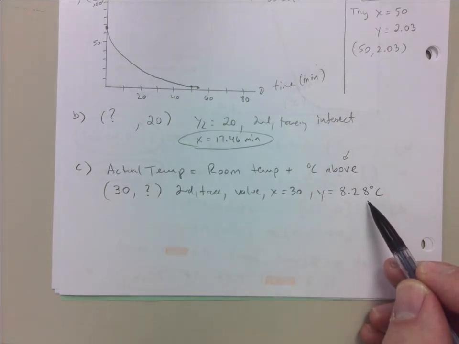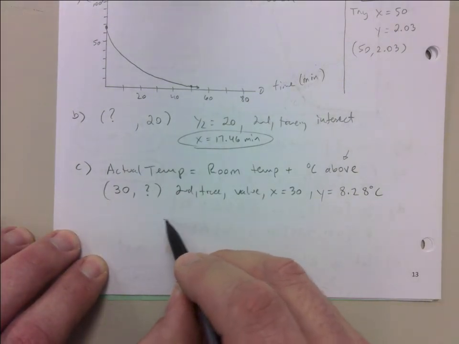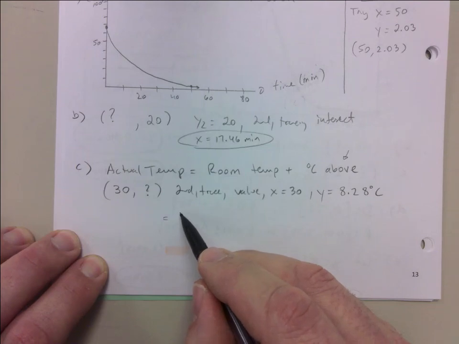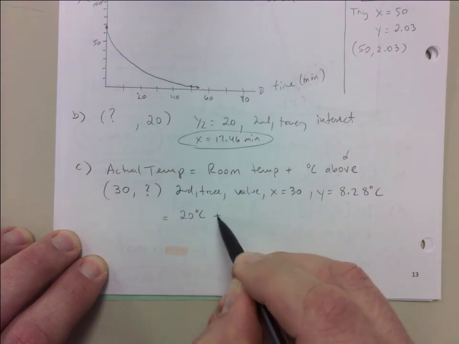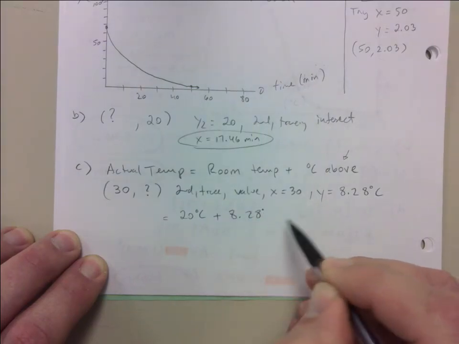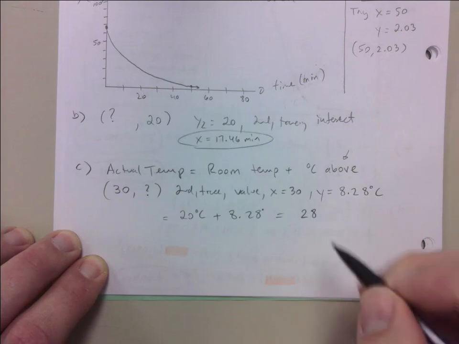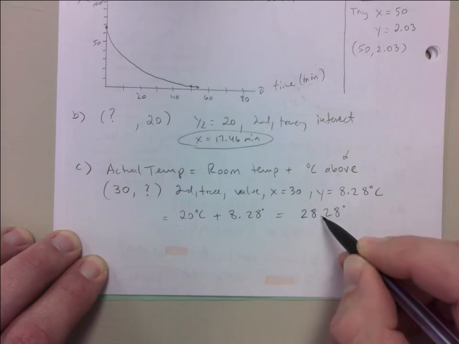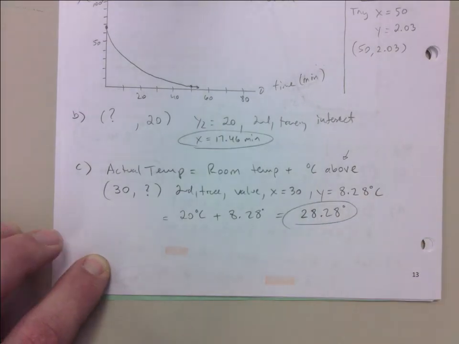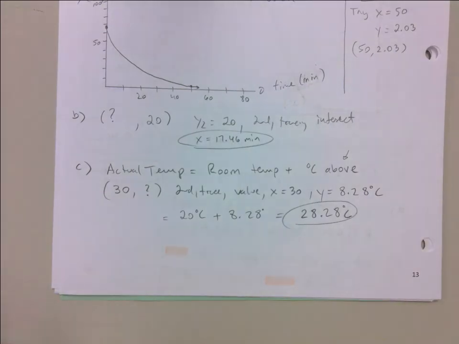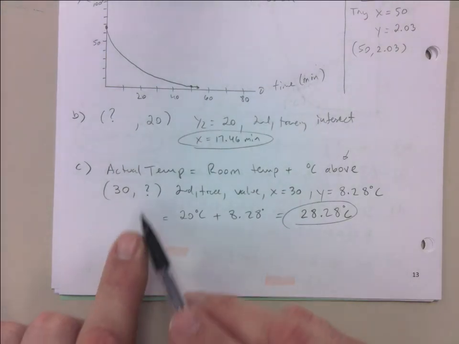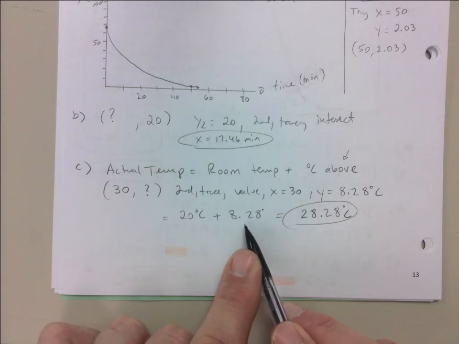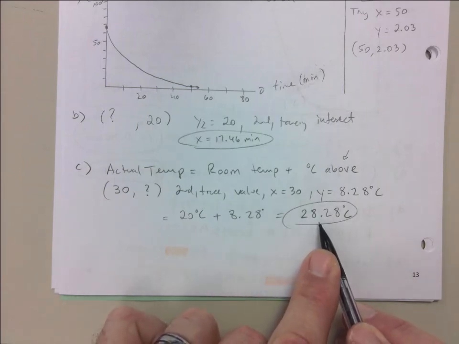Because it wouldn't be hot chocolate if it's 8 degrees Celsius, right? That'd not be a pleasant drink. So the room temperature is 20 degrees Celsius plus 8.28. The actual temperature of the drink would be 28.28 degrees Celsius. So it's a bit of a twist here. It's not just find the Y. You have to do a little bit of extra work to answer this question.